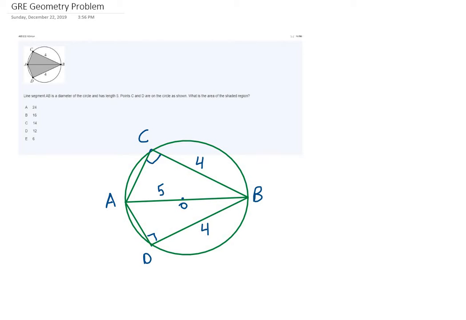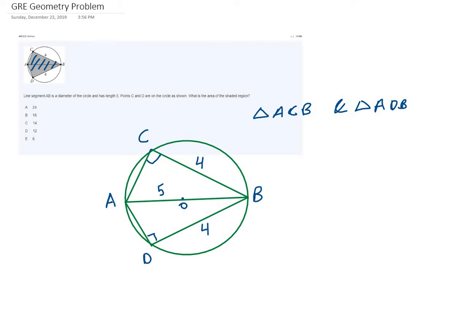The area of the shaded portion is basically the area of two triangles, triangle ACB and triangle ADB. If we are able to find the area of these two triangles, we can add them up and find the area of the shaded portion, this complete area.